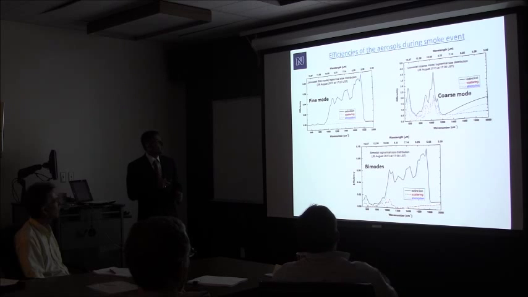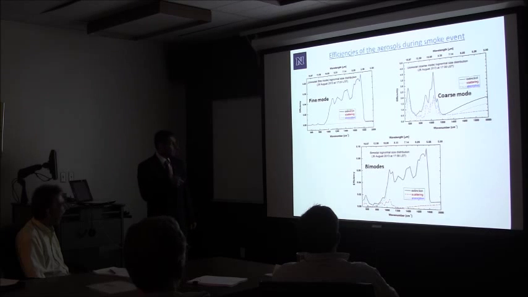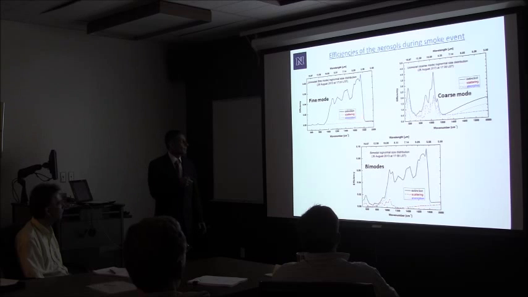These are the efficiencies of the aerosols during the smoke event. This is for fine mode, coarse mode, and then bimodes. In each plot, the black represents the extinction, red represents the scattering, and blue represents the absorption.